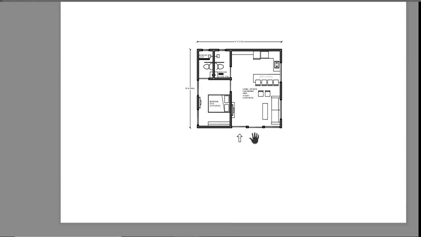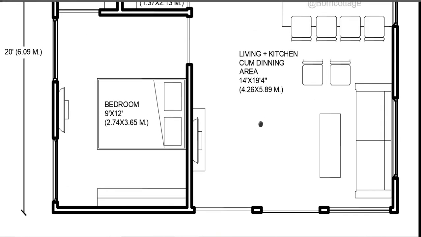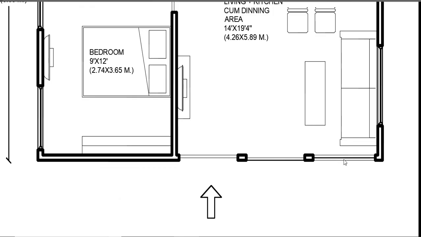So in the front we have a sliding door here. After that we'll go inside. So we have the living plus kitchen cum dining area. You can see here the sofa arrangement, chair arrangement, tea table arrangement and also a TV unit on the front wall, and we have a large glass panel for ventilation and light purpose of this area.